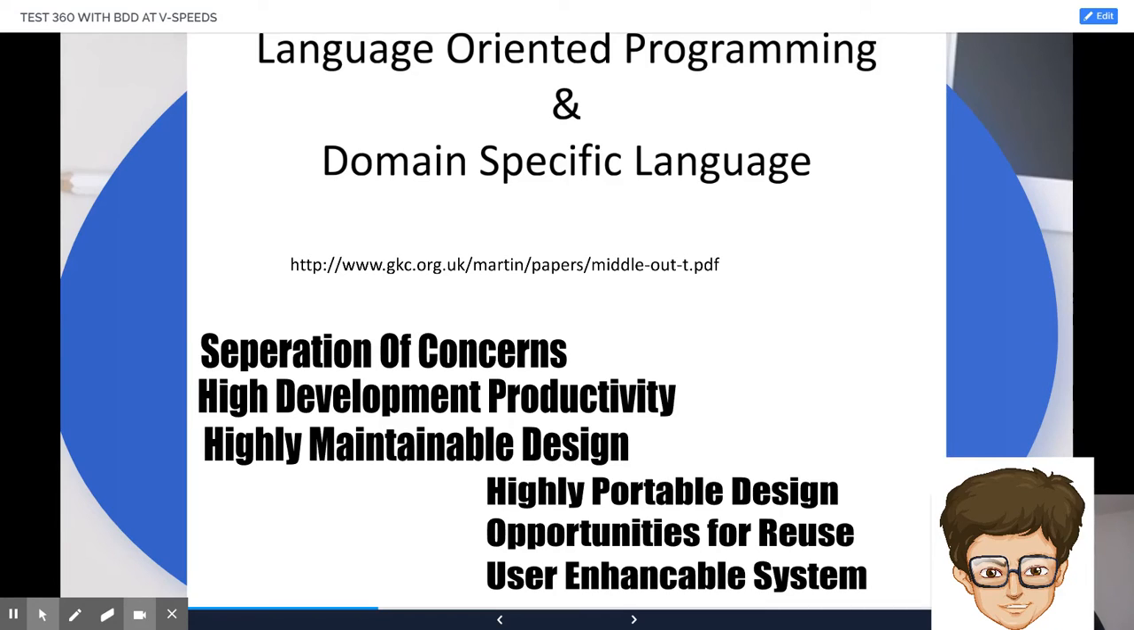You ain't going to need it. So you don't code anything which you don't need. You code only what is needed, as simple as that. The next benefit, as specified by Ward in the paper, is highly maintainable design.